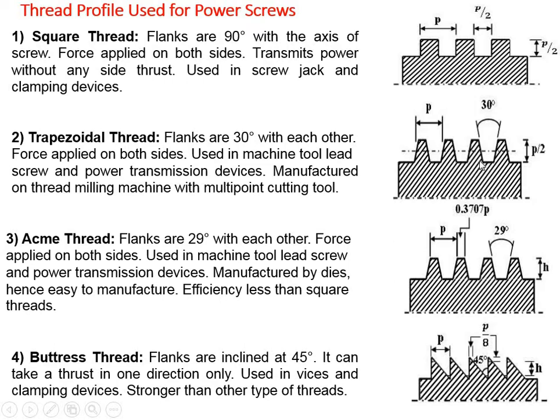They are stronger than the other types of threads because of the teeth profile. So there are basically four thread profiles generally used for the power screw. The first one is the square thread, where the flanks are at 90° with the axis of the screw. In the trapezoidal thread, the flanks are at 30° with each other. In case of the acme thread, the flanks are at 29° with each other, and in case of the buttress thread the flanks are at 45° with each other.